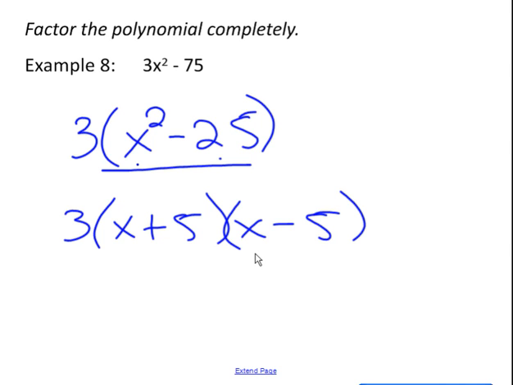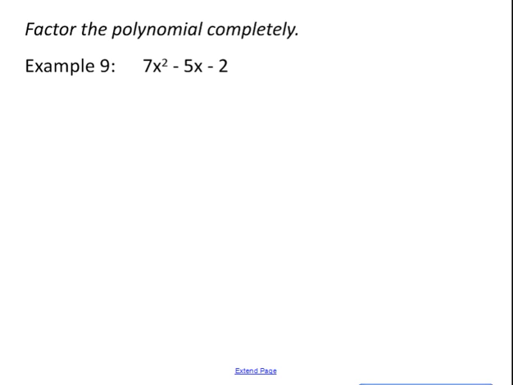This is part 2 of section 6.5. We left off at example 8. Example 9 I'm going to have you do on your own. So let's take a look at example 10.